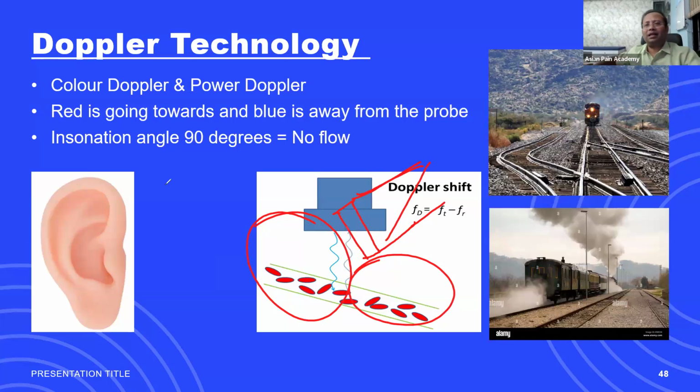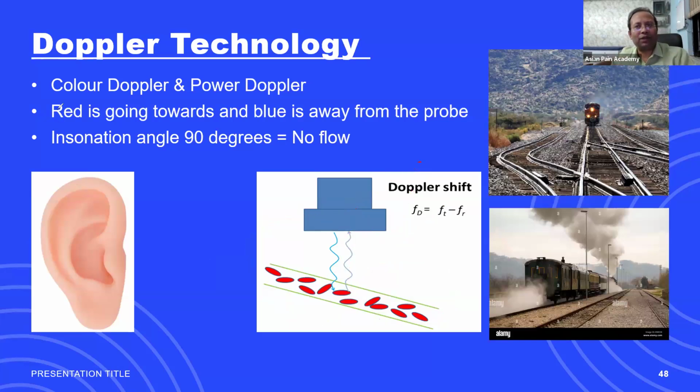So this is ultimately CPU processing: red color is given when the sound wave is going towards the probe, and blue is given when it is going away from the probe. This color setting is actually in the engineer's hand. They can change it also, but usually it is like that. So this is called color Doppler, to understand which one is artery and which one is vein, and in different areas where it is needed.